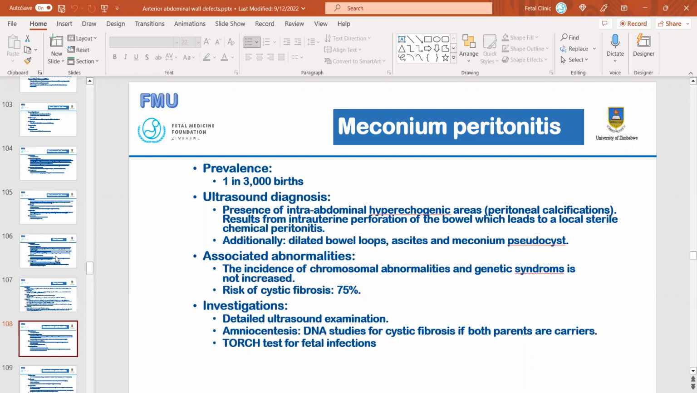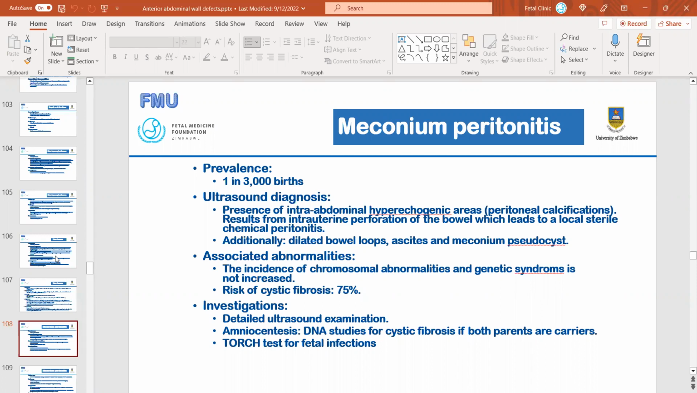Associated abnormalities: the incidence of chromosome abnormalities and genetic syndromes is not increased, but the risk of cystic fibrosis is 75%. We know amongst our Black population, cystic fibrosis is very rare, but remember, our population is getting heterogeneous, especially in big cities like Harare. You will come across Caucasians and other races where the incidence of cystic fibrosis is high. So you should be clever, as a fetal medicine practitioner, and know this condition.